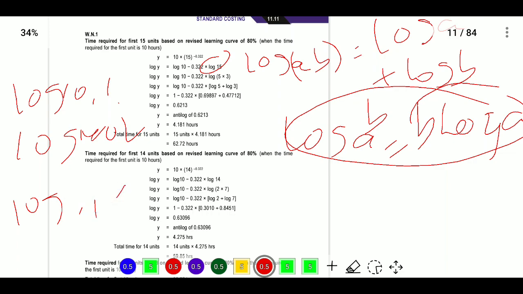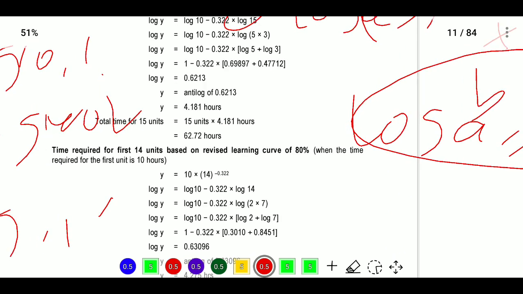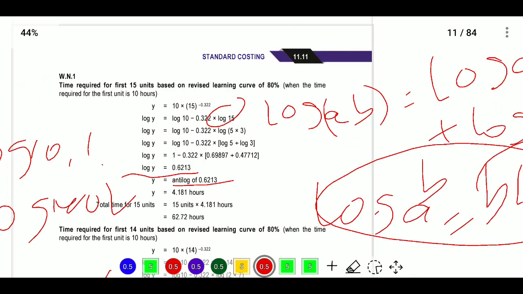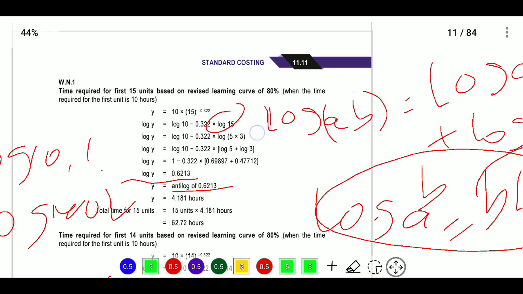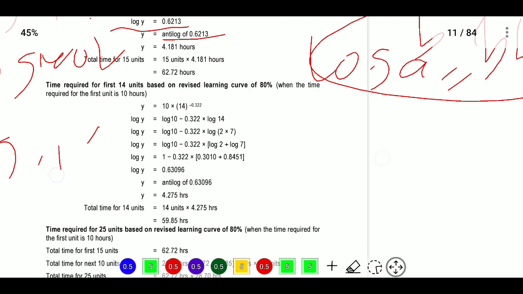This is the case. So we have log 10, which means one value, so we will get the log y, and if we transfer this log to this side, we will get the anti-log, where they provided the anti-log value 0.32. Here they provided anti-log 0.6213 was 4.18. So we will take the value they provided, here we will take 4.181, and this is 62.72. This is for the first 15 units.